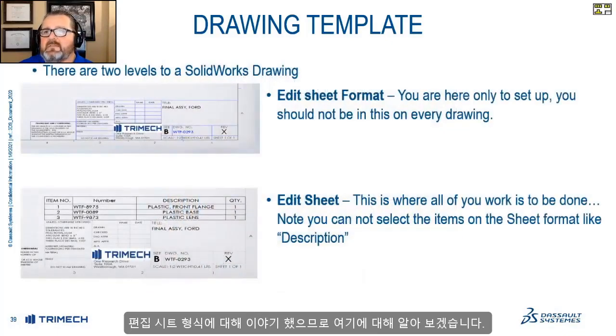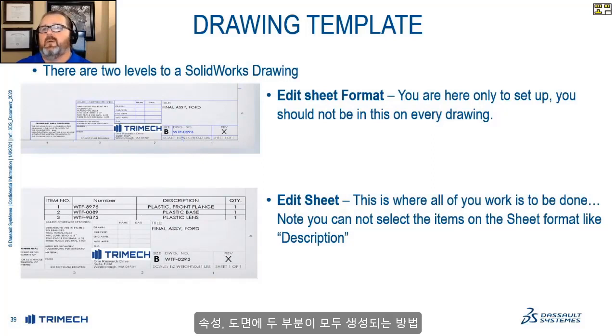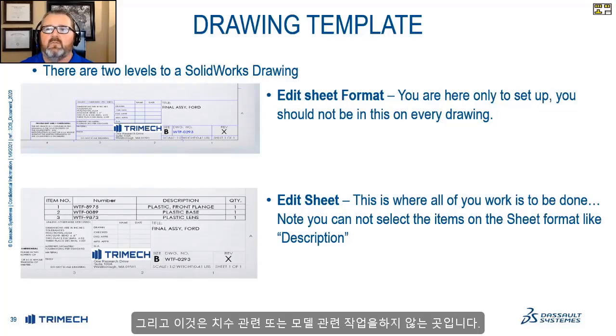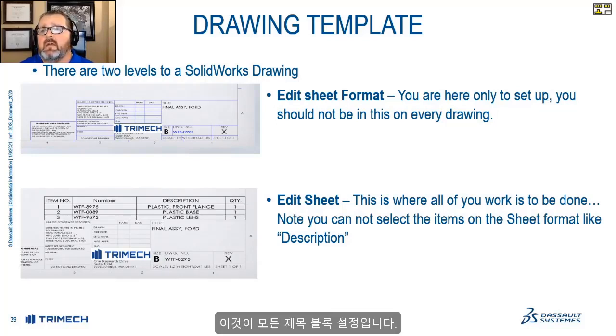Let's get into this because we talk about the edit sheet format and the properties. How do we go about creating all this? Well, there are two parts to the drawing that when you're actively in it, you'll want to go through and edit and work on. One is the edit sheet format, and this is where you'll do no work that will be dimension related or model related. This will be all your title block setup.